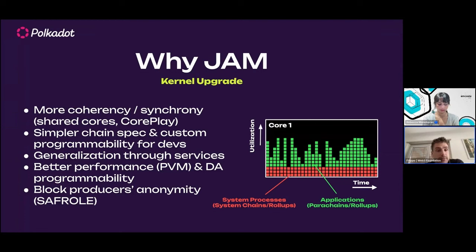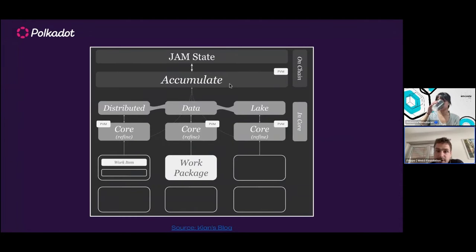Then you have the simpler chain specification, because we have this join and accumulate. I would like to go back here. We have this refine. Refine here, you can see, is actually a function. The refine stage is in core, that is what is done within the cores. And then we have an accumulate function. It is what is done on chain.